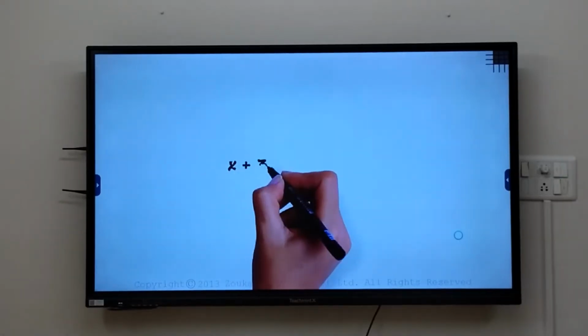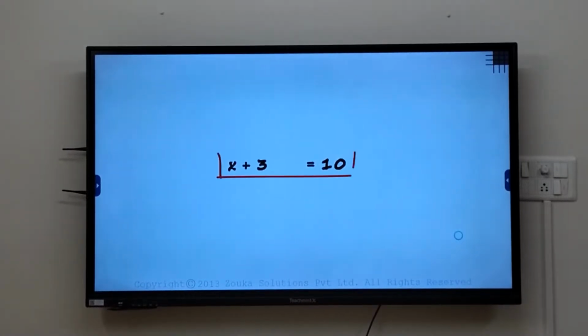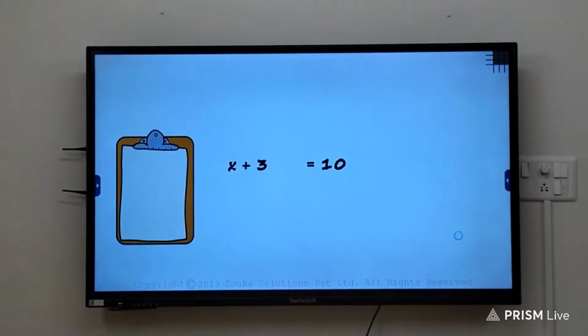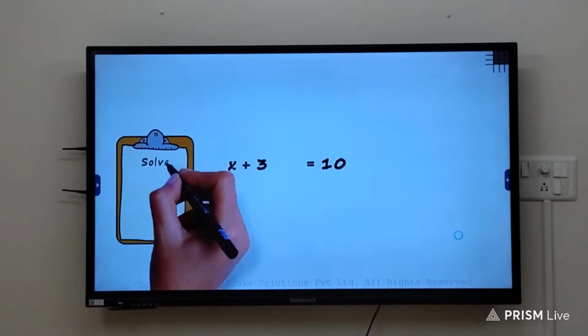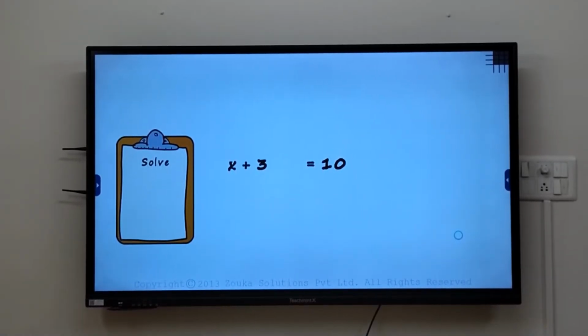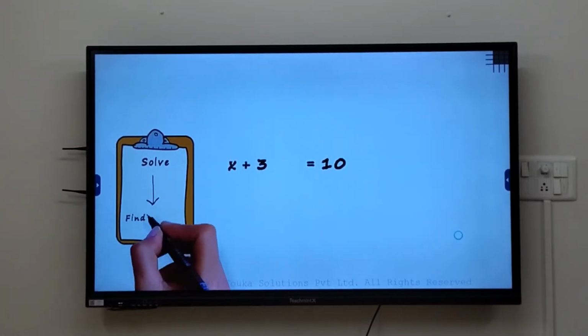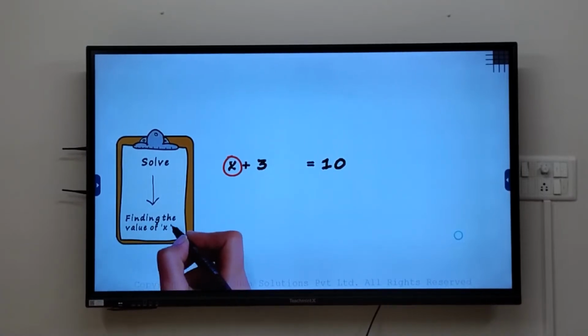This was the equation we looked at in the previous video: x plus 3 equals 10. There are two ways in which we can solve an equation. The phrase solving an equation means finding the value of the variable that satisfies the equation. By satisfies, I mean a value of the variable that equates the left-hand side and the right-hand side. So our aim in linear equations is mainly to find the value of this variable x.